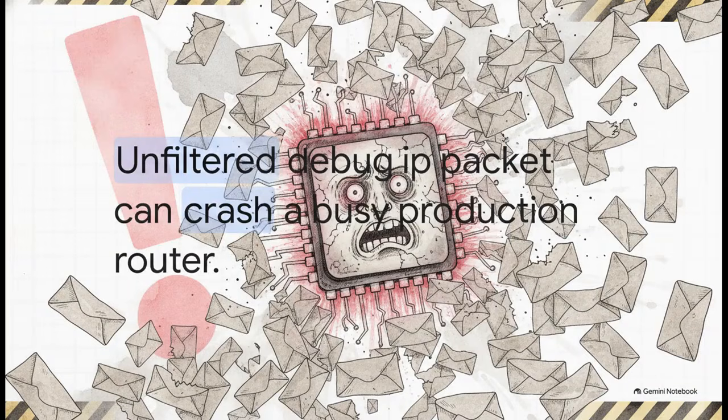Now, sometimes ping and traceroute just aren't enough, and you need to watch the routing engine in real time using debugs. But, and this is a quick word of terrifying caution for all our digital detectives out there, using the debug ip packet command without a strict access control list filter is basically guaranteed to crash your production router under heavy load. Seriously. Unfiltered, the CPU gets completely overwhelmed trying to trace every single transit packet. So use debugs sparingly, always use an ACL filter, and turn them off immediately with undebug all the second you're done.